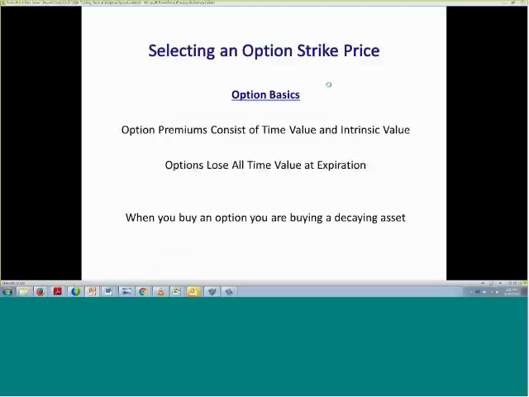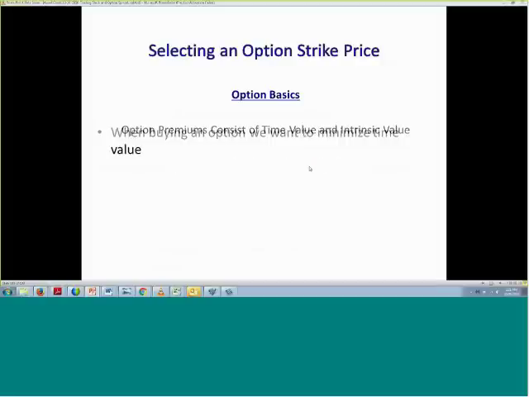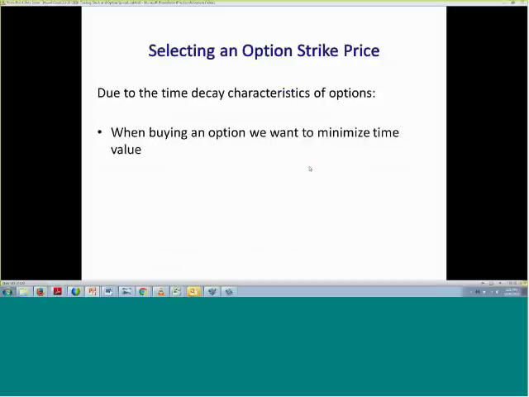So when you buy an option, you always want to be aware that you're buying a decaying asset, because each day it's going to lose time value until you get to expiration, and then the option will lose all time value. So you always keep that in mind when you're buying an option, that you're buying a decaying asset.